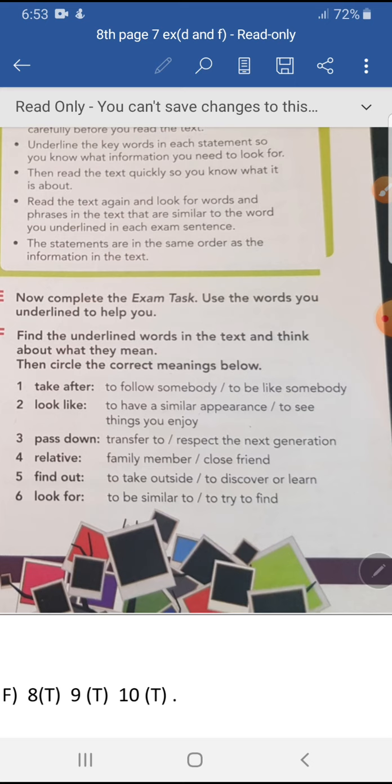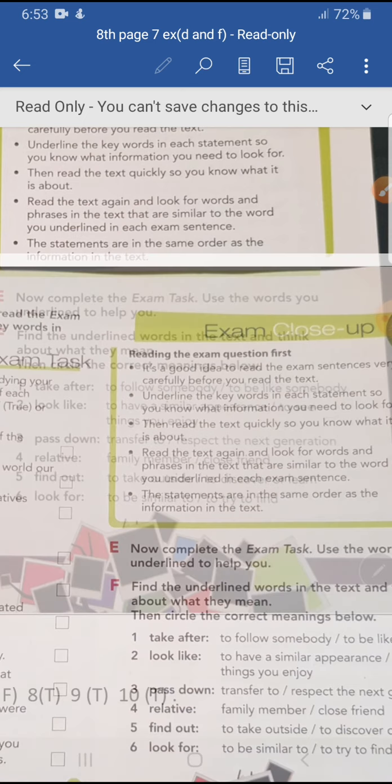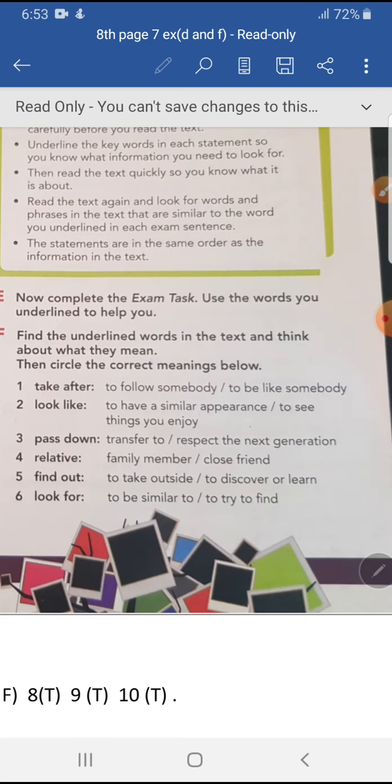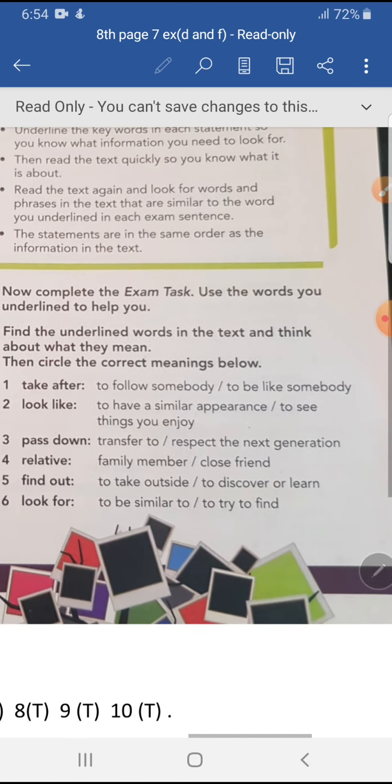2, look like: to have a similar appearance or to see things you enjoy. The answer is to have a similar appearance. 3, pass down: transfer to, or respect the next generation. The answer is transfer to the next generation. So, transfer to the next generation.